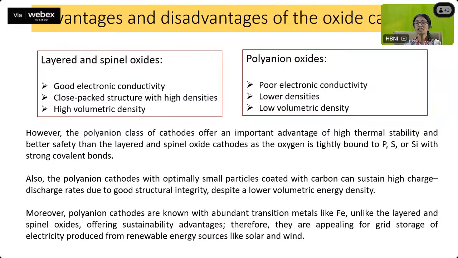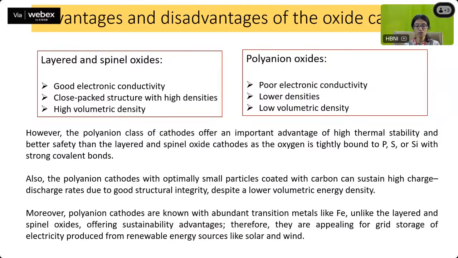They offer this important advantage of high thermal stability and better safety than the layered and spinel oxide cathodes, as in this case, the oxygen is tightly bound to phosphorus, sulfur, or silicon with very strong covalent bonds. Also, the polyanionic cathodes with optimally small particles coated with carbon can sustain high charge discharge rates due to good structural integrity, despite having a lower volumetric energy density.